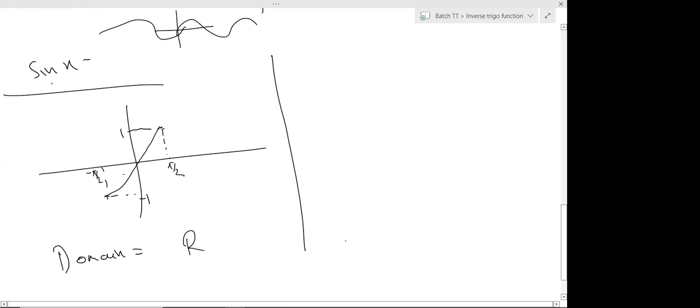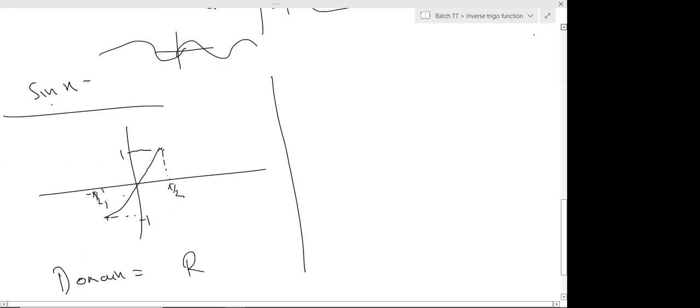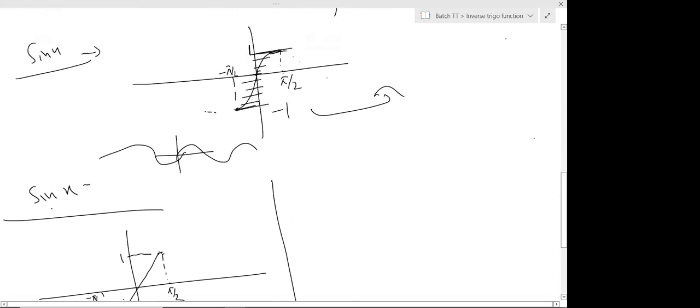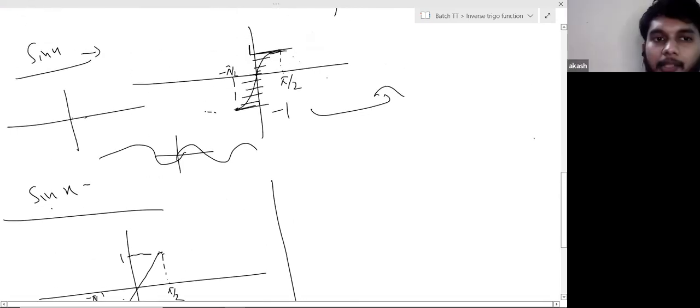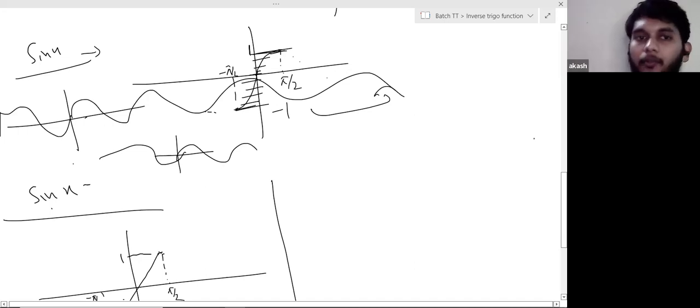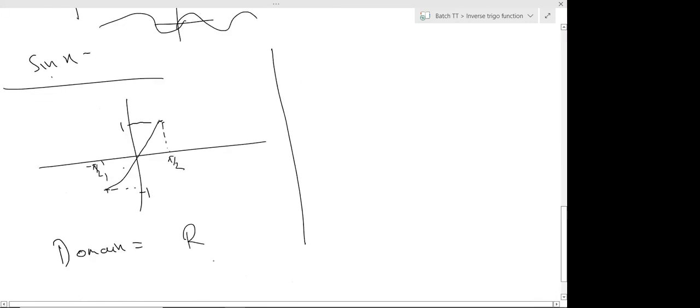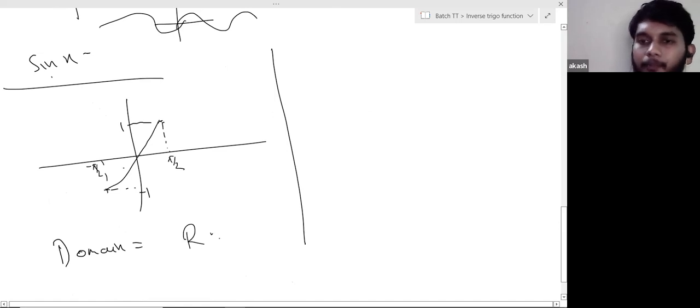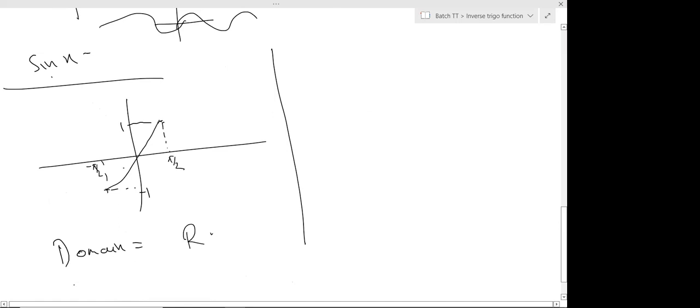Let me explain. The sin x graph is this. This graph goes to infinity. Domain means at what x the graph exists. We can see the graph extends from minus infinity to plus infinity. That means the domain is minus infinity to plus infinity, so we can say R. R means real values. And now the range of sin x.